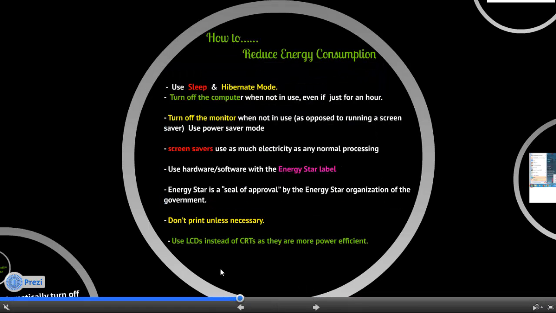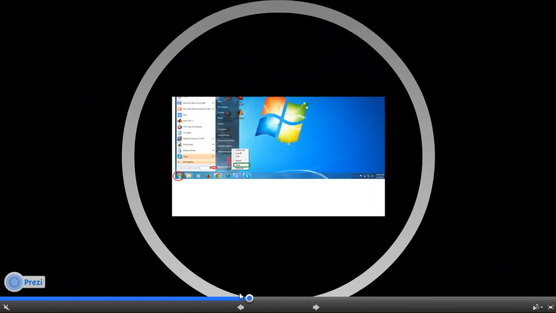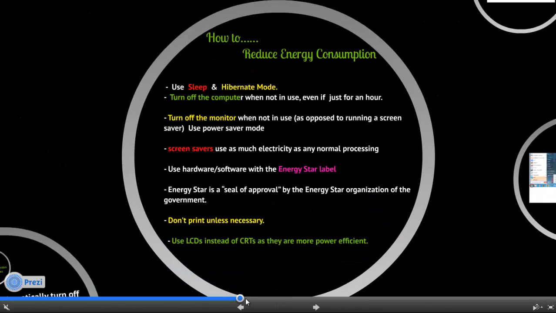Do not print unnecessarily. Use LCD monitors instead of CRT monitors, and it is better to go for laptops rather than desktops, because CRT monitors consume more power. So switch over from CRT monitors to LCD monitors. Yes, you have to go for LCD monitors instead of CRT monitors.